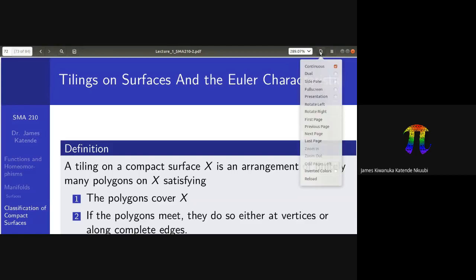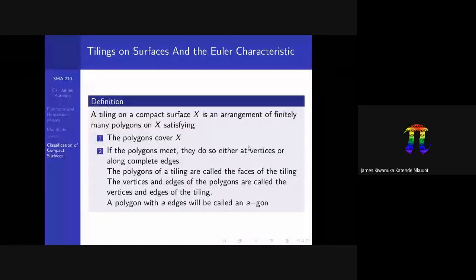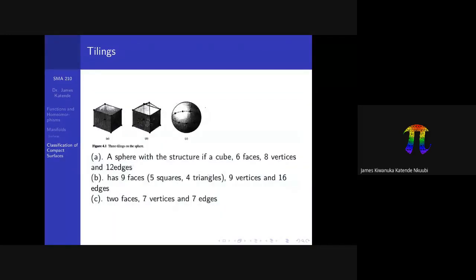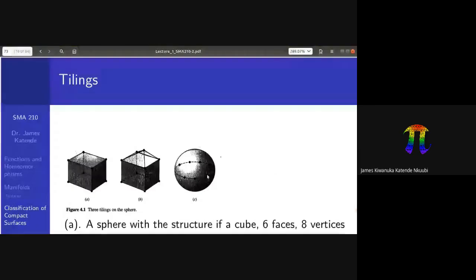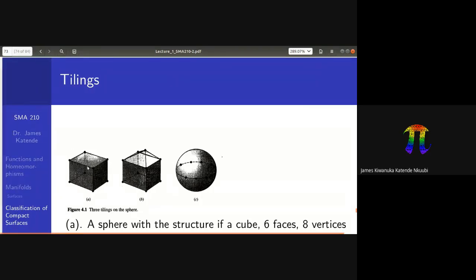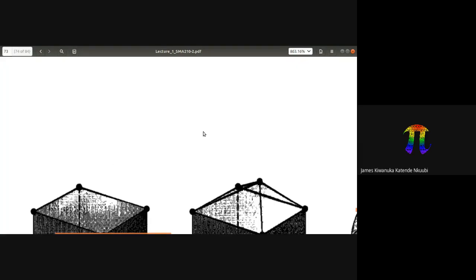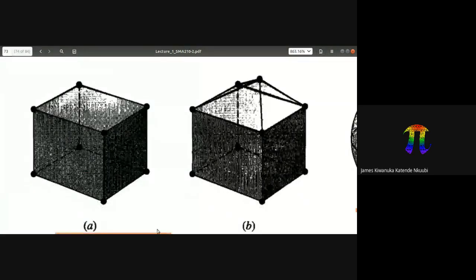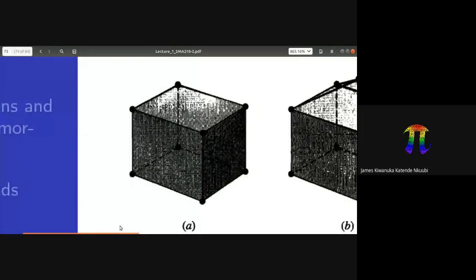So that defines the tiling on a compact surface. We'll see some examples of tiling. So here is an example of the 4 different tilings on the sphere. So this one, let me make that larger. Can you see the screen? So here is the first tiling on the sphere. It actually is the same as the tiling you get on a cube, but it would fit on a sphere as well.